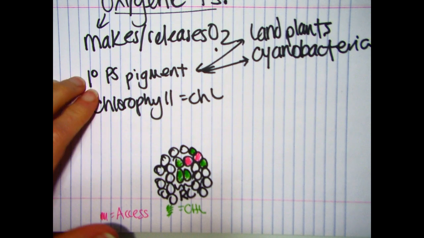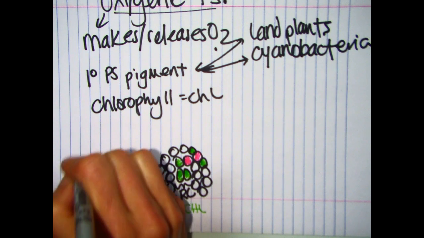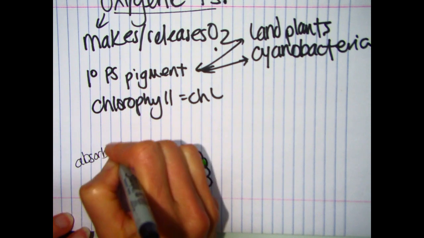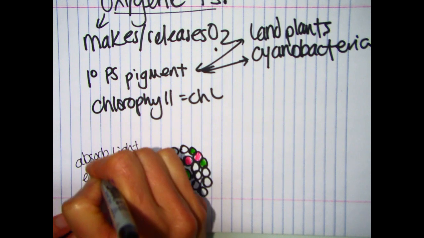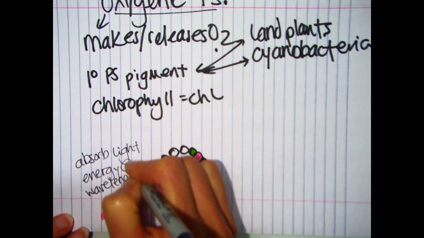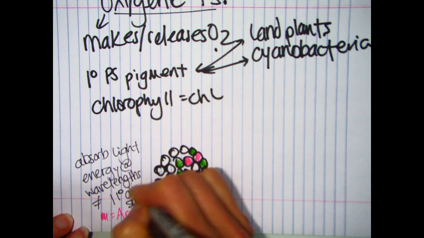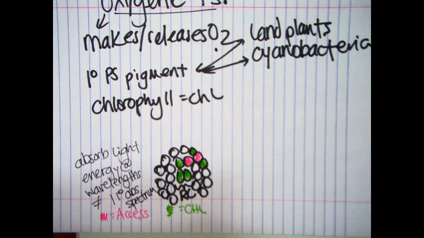So the primary pigment is the one that is required to do photosynthesis. You cannot do photosynthesis without the primary pigment. The accessory pigments are pigments that absorb light energy at wavelengths not equal to the primary absorption spectrum. So accessory pigments will be able to absorb wavelengths that the primary pigment misses.